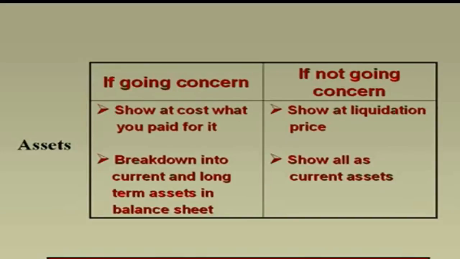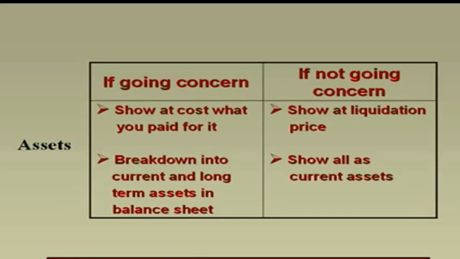Look at the diagram carefully. If a company is considered going concern, the assets in the balance sheet are shown at cost. That's what the company paid for it. For example, if a company paid $100,000 for inventory, that is what it's recorded at, $100,000. Similarly, if a company bought buildings for $5 million, that is what it's recorded at, $5 million. If a company is not a going concern, the assets are valued at something called liquidation or distress price.